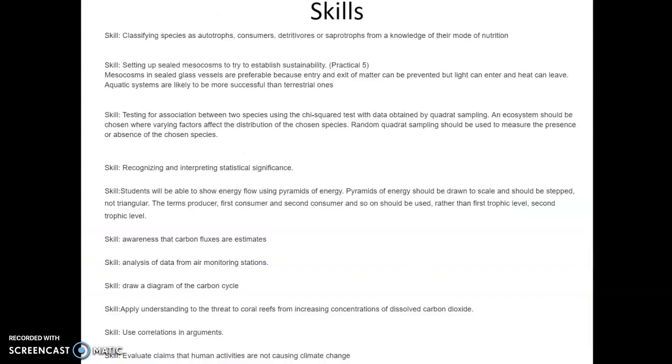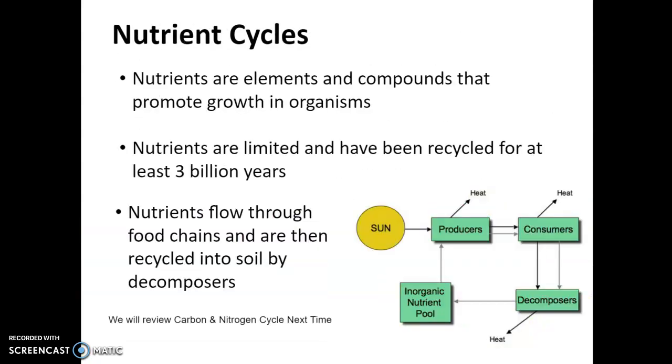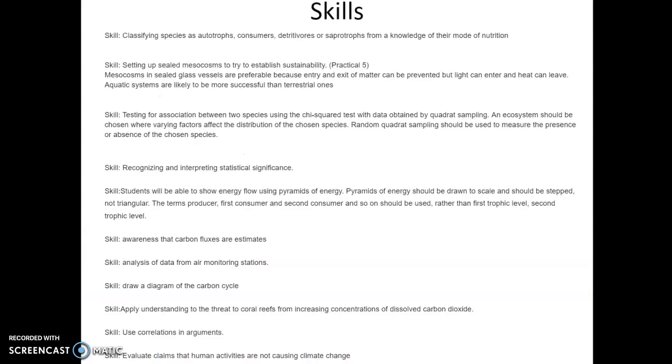Okay. All right. The first few slides here have all been sort of some vocab, right? Some understandings here. This list of skills is a little bit more detailed than the first slide that we had here. And the skills are where we're going to spend some time in class, like setting up the mesocosms. We're going to work on this chi-square test after we do some quadrat sampling. And you'll develop these skills as we go along.